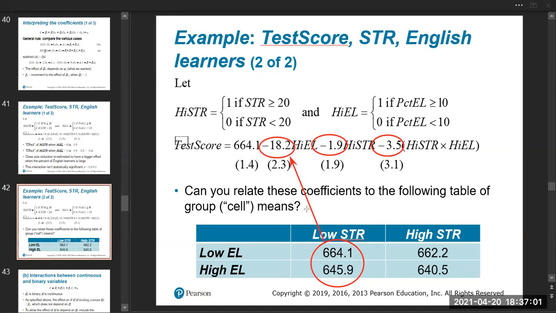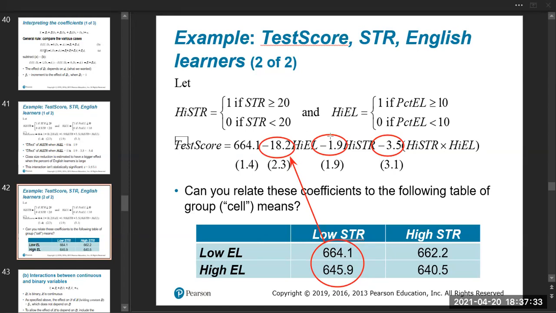Let me see if it is right. 664.1 minus 645.9. Okay, I think so. All right. So beta 1 is the effect of high English learner on test scores, given that the school district is low STR, or high STR equals 0.